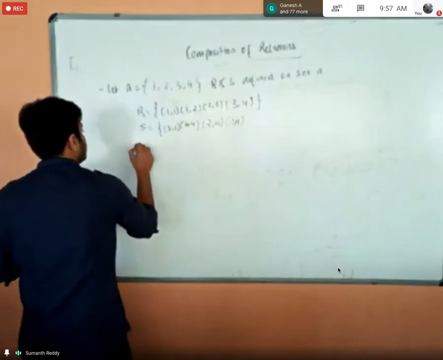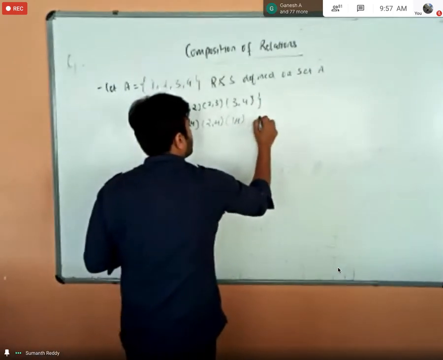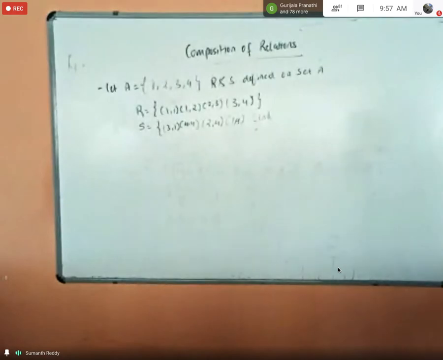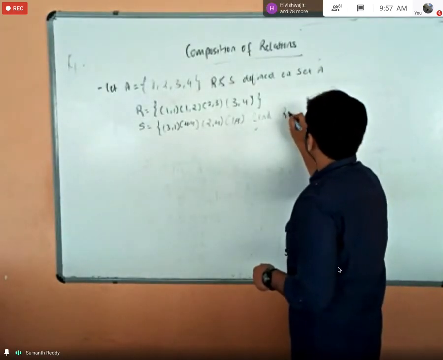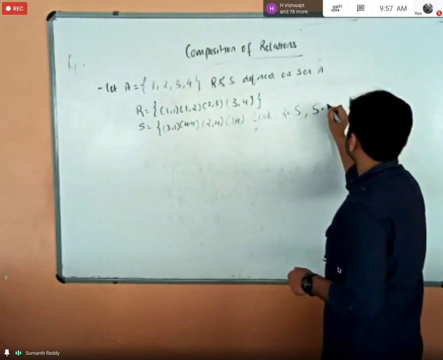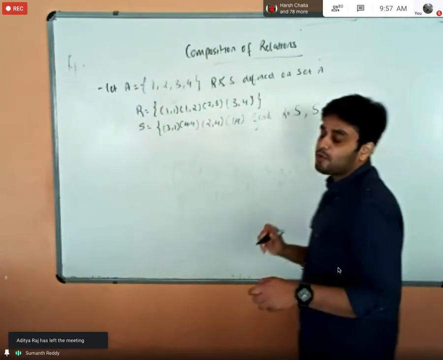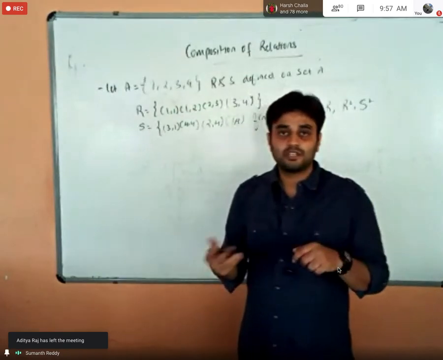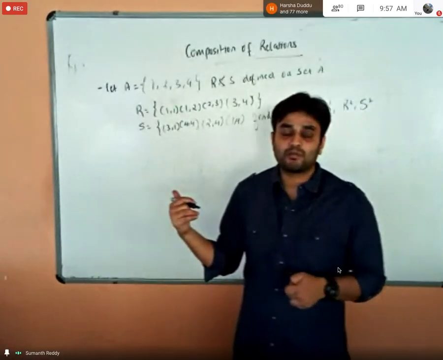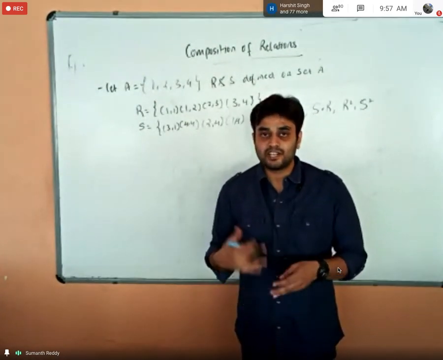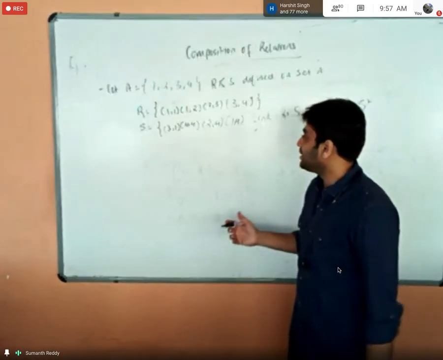Okay, and he is asking you to find R composition of S, S composition of R, R square, S square. See, actually one problem, if you understand correctly, remaining problems will be the same. And the one good thing about this problem is these are the relations which are defined on the same set. Okay, so if they are defined on the same set, it won't be a problem for you. It will be very easy, right?